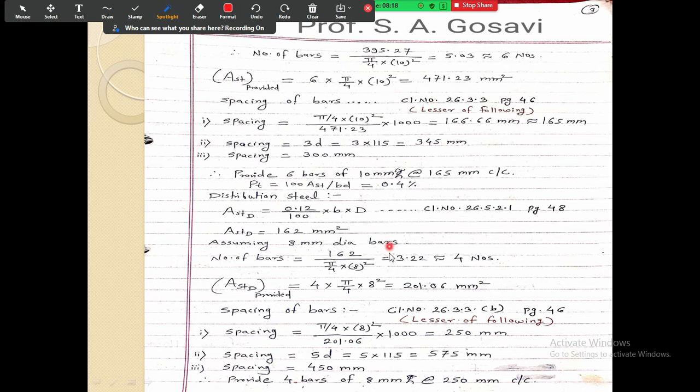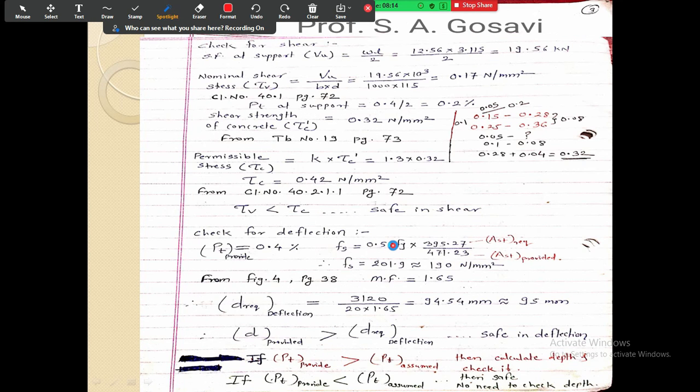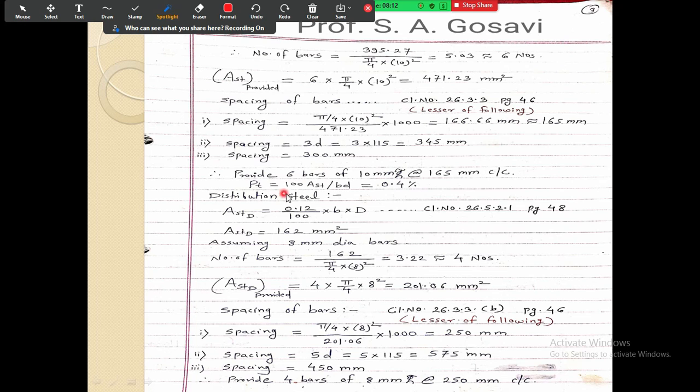Now it comes to distribution steel. After the main steel, the percentage of steel, what is actually provided? It is 0.4%. Okay. 100 AST upon BD. AST is known to you, B is known to you, D is known to you. Now distribution steel, ASTD, is 0.12% of gross area. It is given on page number 48. This is the clause number. 0.12 by 100 into B into D. So if you put these values, you will get the answer.